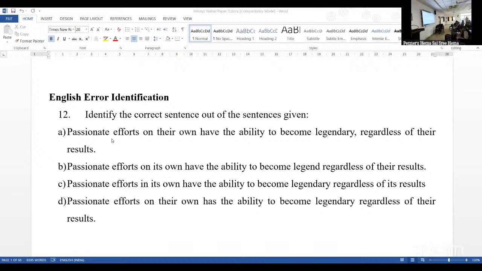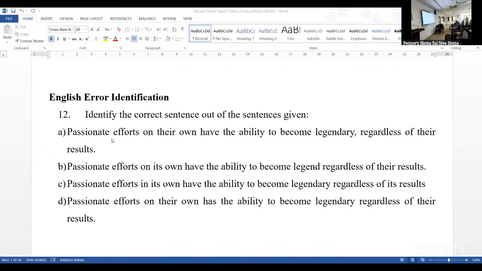Let us start from the last. Passionate efforts on their own has the ability. So what are the differences in all the four options? On their ability, on its. Okay. That is one difference. What is the other difference? Have, has. Okay, very good. Legendary. Okay. Now let us take first.